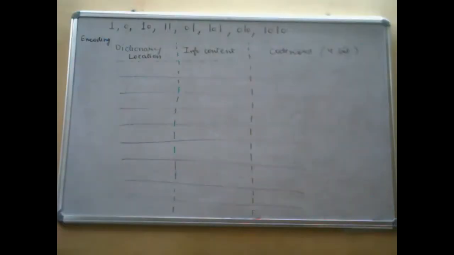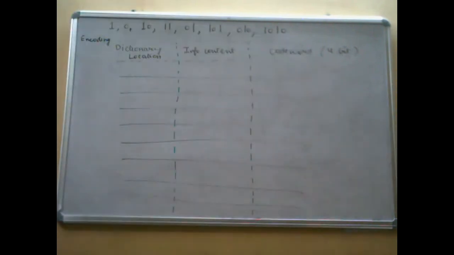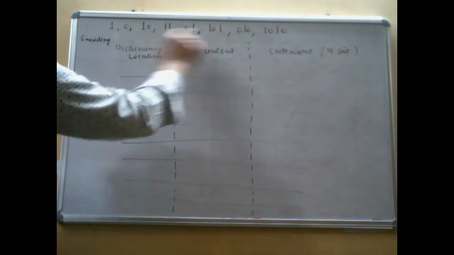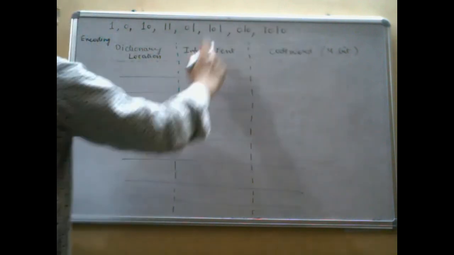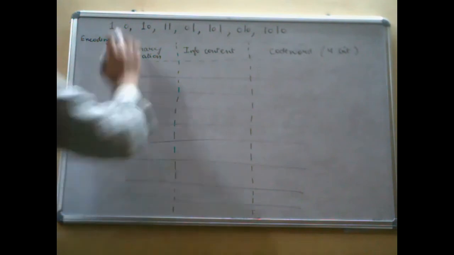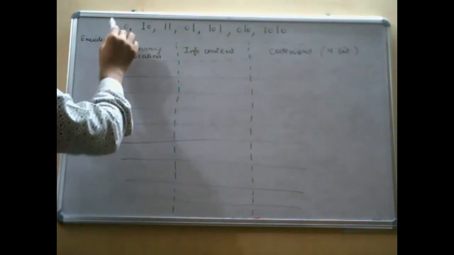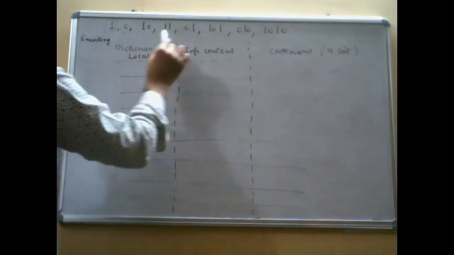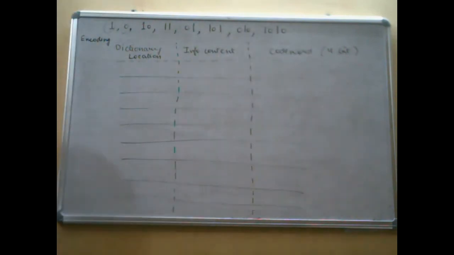Now, see over here, what will be the information content? First of all, this is the information content. The information content will be written over here in the second column. But before that, what will be the dictionary location? See over here. We count this information. This is 1, 2, 3, 4, 5, 6, 7 and 8. Total 8 pairs of data are there.